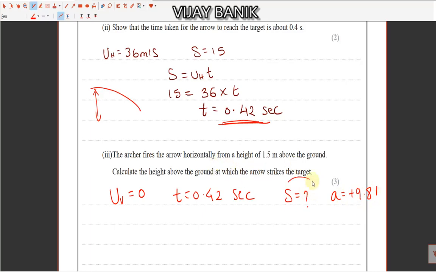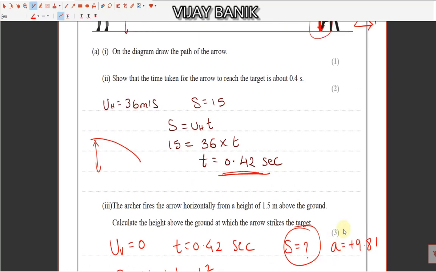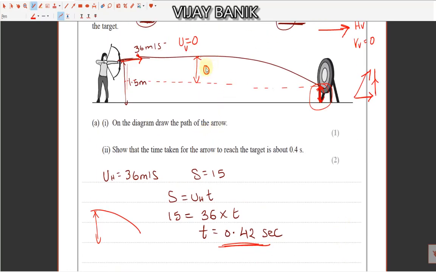I need to see how much vertical distance it dropped. So s equals ut plus half at squared. u is 0, half a is 9.81, and time is 0.42 squared. Let's find the vertical distance it dropped. So 0.5 times 9.81 times 0.42 squared. On the calculator, it's around 0.87 meters. The arrow dropped down 0.87 meters.